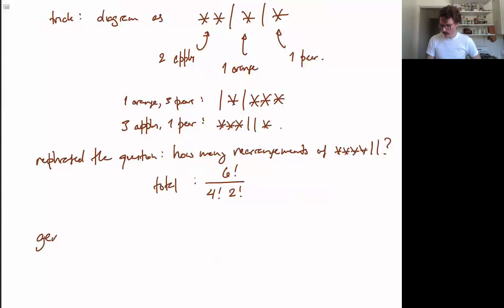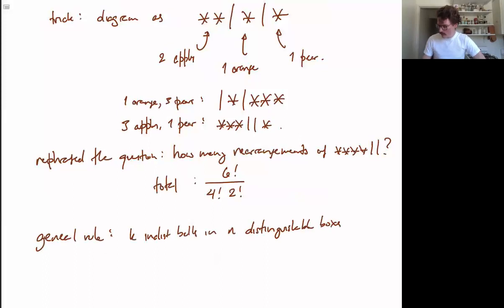What is the general rule? Or, you know, we've translated it into that situation. But let's come back to our current situation and come up with a general rule. To put k indistinguishable balls in n distinguishable boxes, the number of ways to do this is n plus k minus 1, choose k.